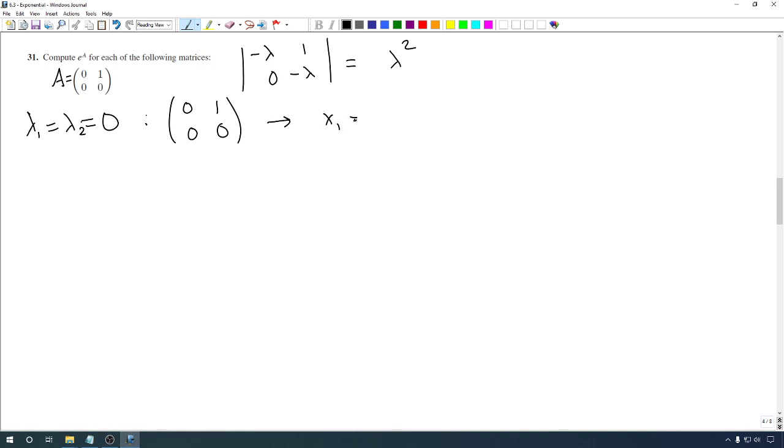Well, first of all, the 1 here forces the second variable to be 0. Our first variable can be whatever it wants to be. We'll just set it equal to 1. But that means that every vector in the null space of this matrix is, in fact, a multiple of this. We do not have another independent eigenvector. This matrix is defective.